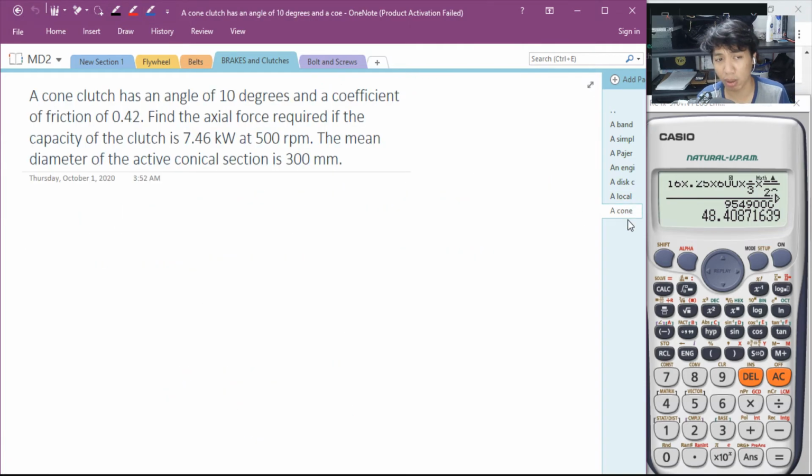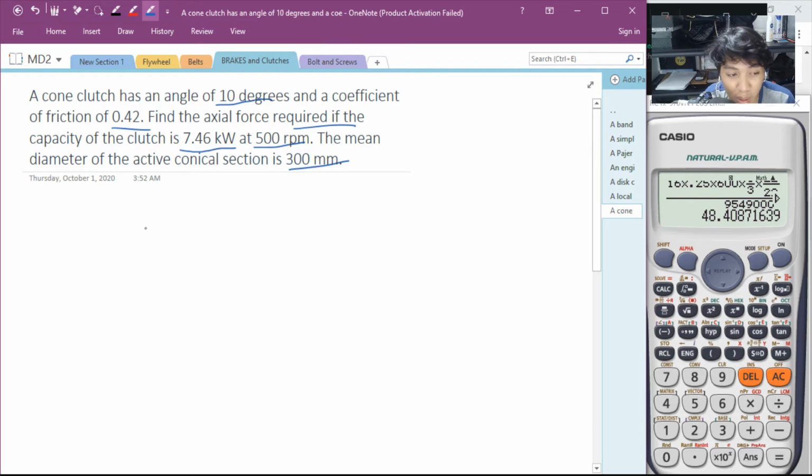Now, cone clutch. Direct sub lang naman to. So, cone clutch. A cone clutch has an angle of 10 degrees. Binigay na kagad sa yung cone angle. And a coefficient of friction of 0.42. Find the axial force required if the capacity of the clutch is 7.46 kilowatts and 500 RPM. The mean diameter of the active conical section is 300 millimeter. So, binigay na kagad sa'yo lahat.